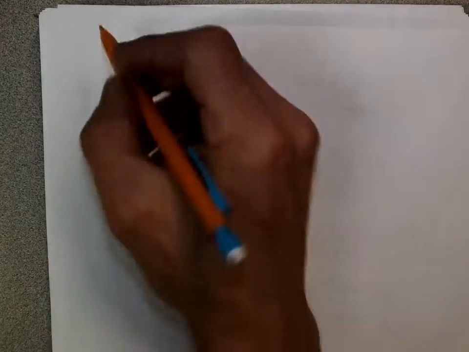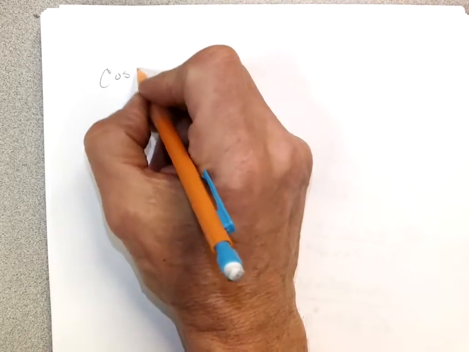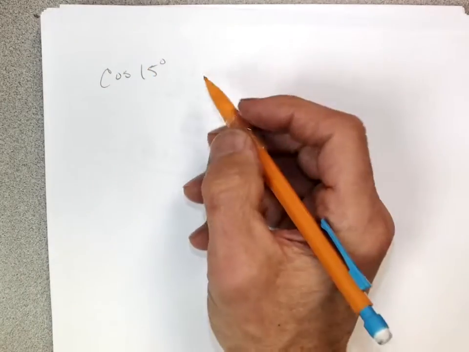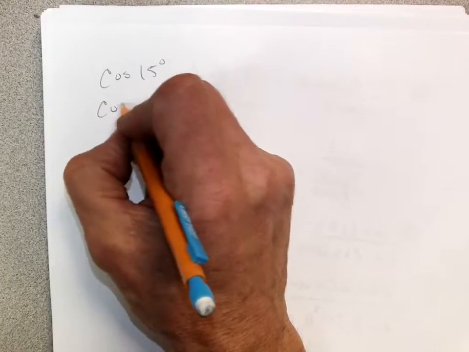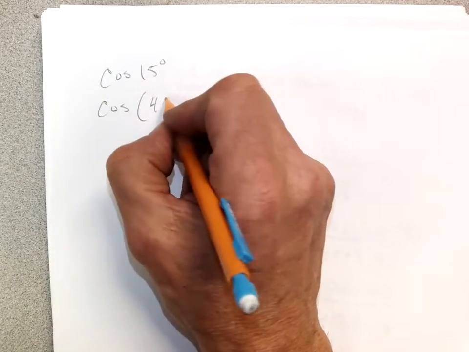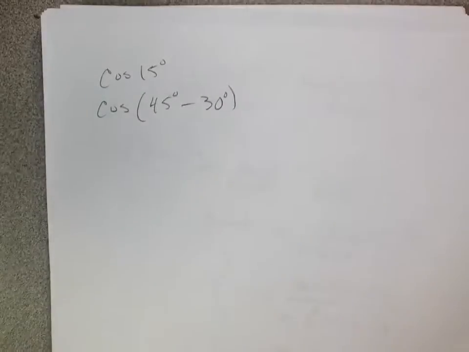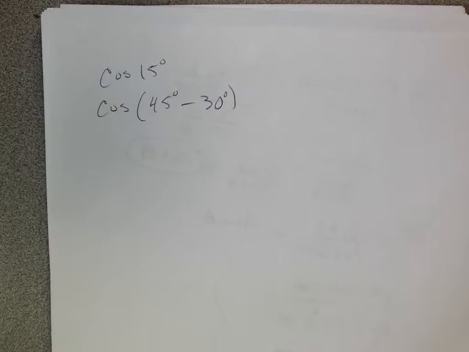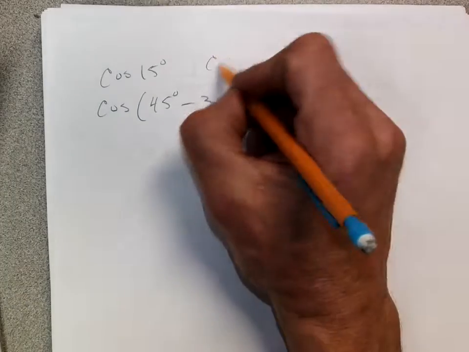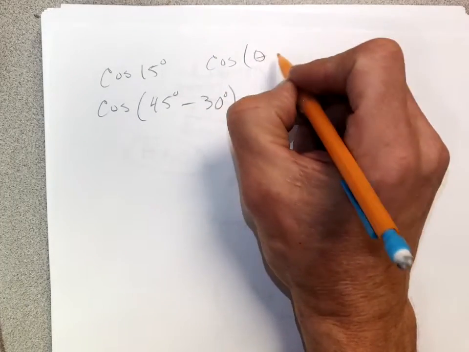So number 4, I've got cosine of 15 degrees. So cosine of 15 is really the same thing as cosine of 45 degrees minus 30 degrees, both of which are on the unit circle. So I'm going to try and find my plus minus angle. I'm really looking for cosine of theta minus phi. Okay, I'm looking for that one. And it is right there.